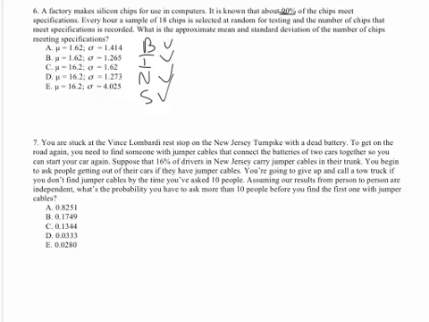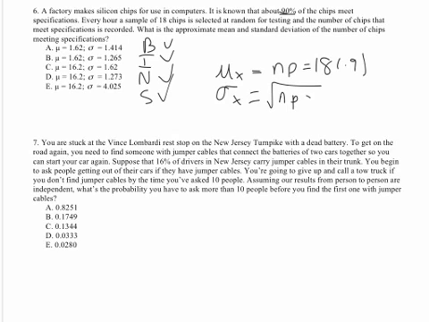So if you go to your formula sheet, if we have a binomial random variable, our mean of that variable and our standard deviation of that variable are right on the formula sheet. The mean is n times p, which here would be 18 times 0.9. And the standard deviation is the square root of n times p times 1 minus p, or n times p times q, which here would be 18 times 0.9 times 0.1, all under that square root.